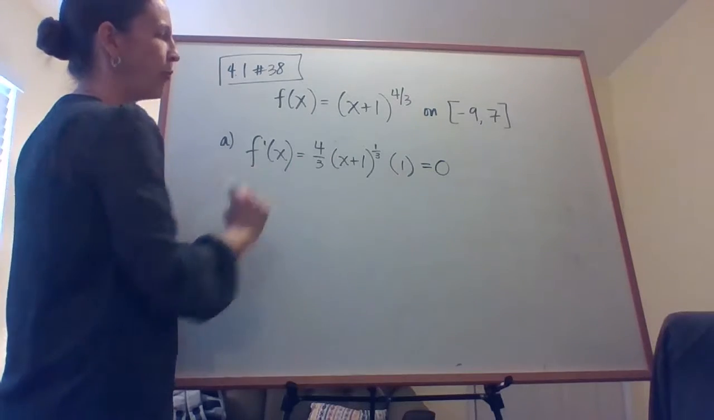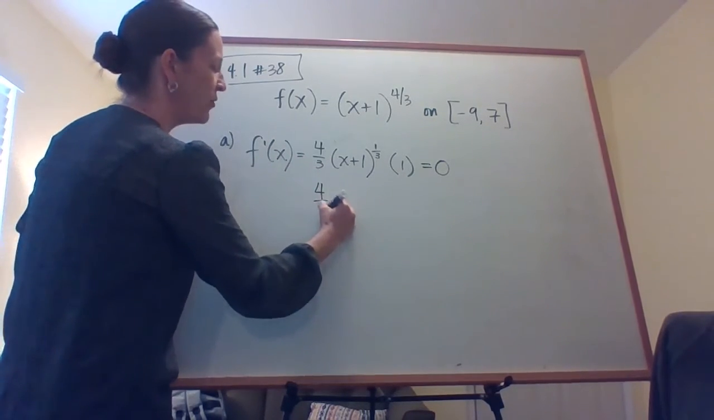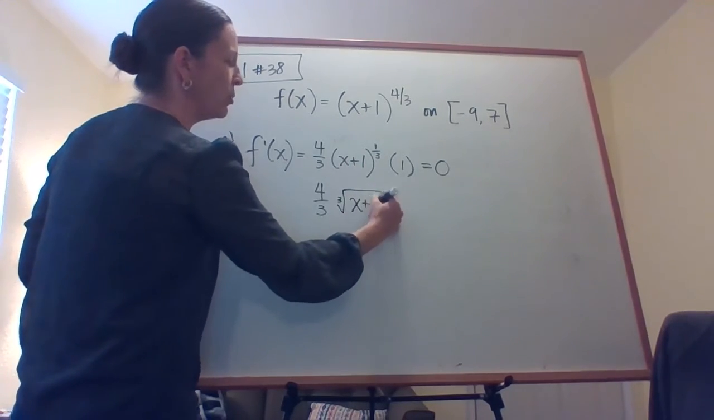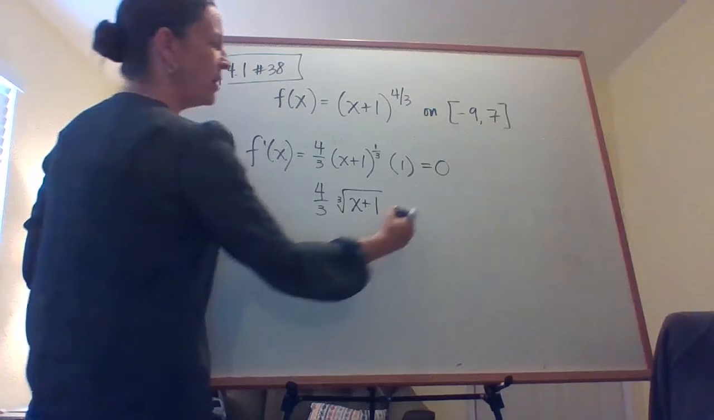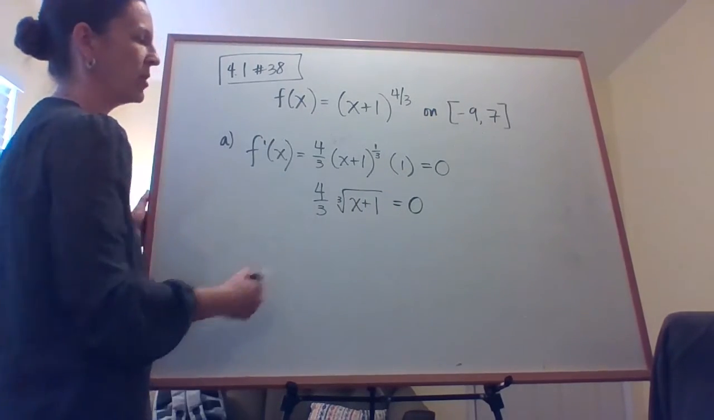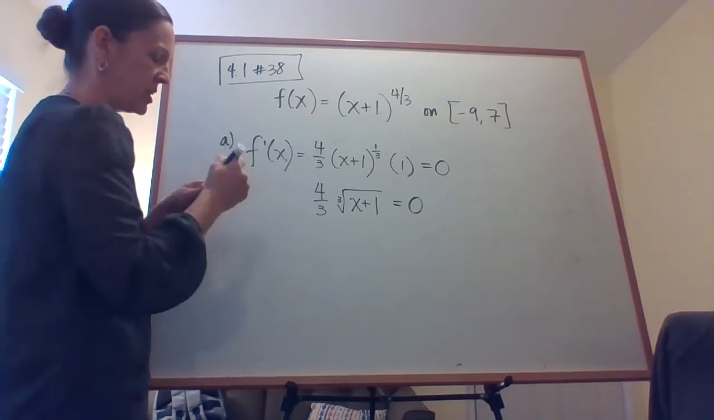So I need to solve for x. Okay, so I'm going to write this in a slightly different way. This is going to be 4/3 times the cube root, because to the 1/3 power means the cube root of x plus 1, and times 1 doesn't change anything, so this is going to be equal to 0.